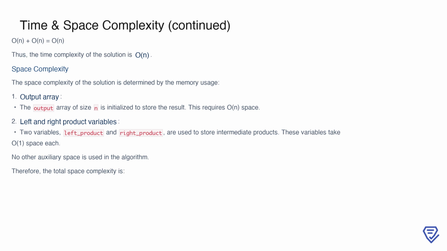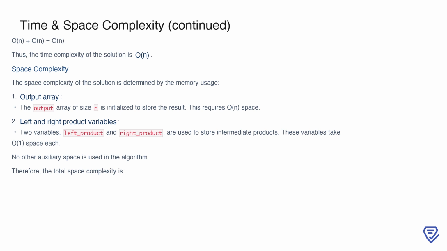Now, let's consider the space complexity. The primary memory usage comes from the output array, which stores the result for each element in the input array. Since the output array has the same size as the input array, it requires n space. Additionally, we use two variables, left_product and right_product, to store intermediate results during the left and right product computations. These variables are scalar values, so they require one space each.